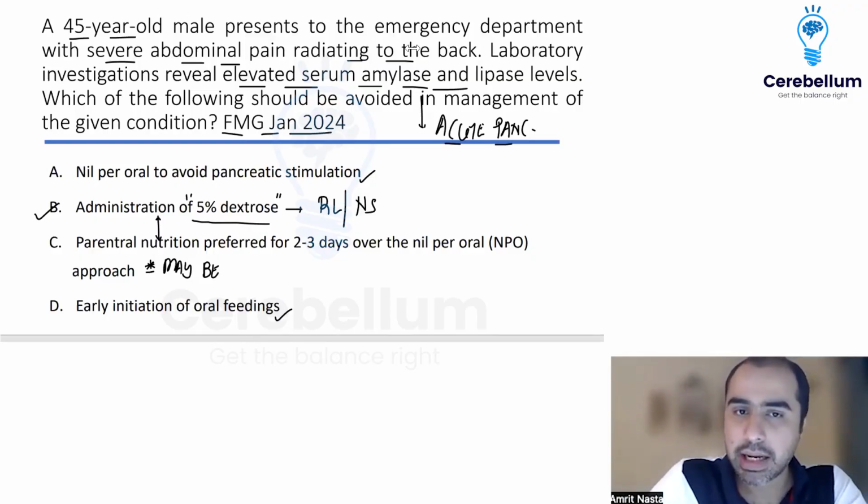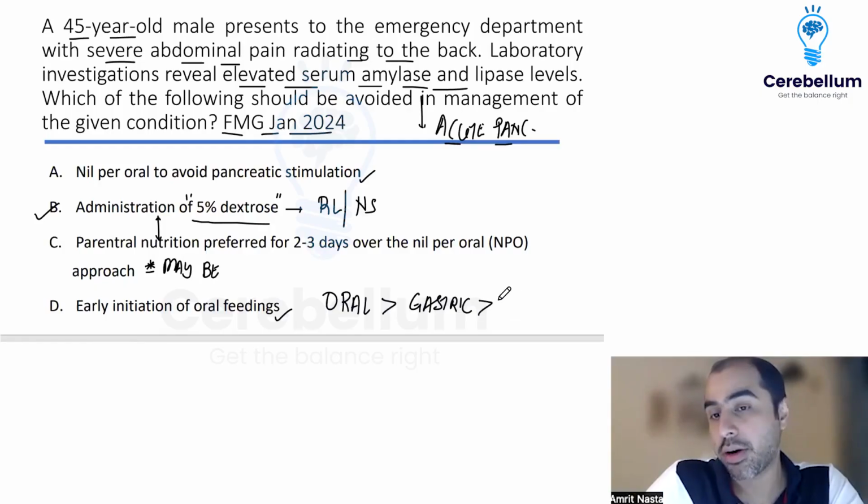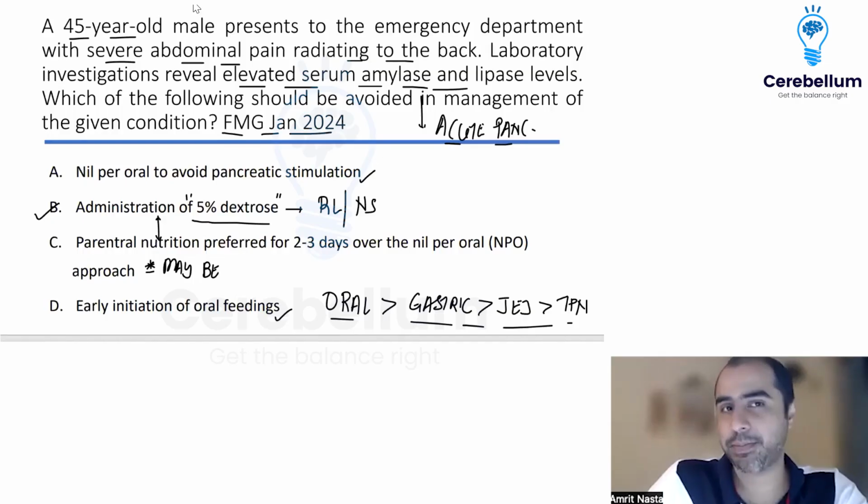Why D is correct? Because I always want to start oral feeds. Oral feeds are the best feeds. You always go from oral to gastric feeds. I'm telling you the preferential order, to jejunal feeds, and last is going to be TPN in real life. This is how a surgeon will prefer initiation of feeds.